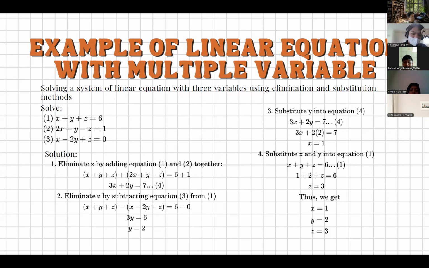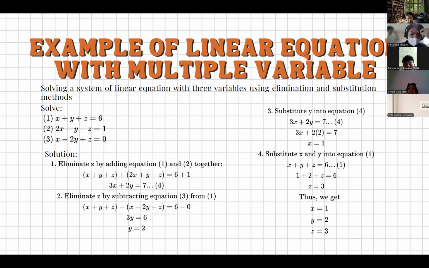For the first step, we're going to eliminate z by adding equations 1 and 2 together. So we got a new equation of 3x plus 2y is equal to 7. Then for the second step, we're going to eliminate z by subtracting equation 3 from 1. So we got a new equation, which is y equals 2.